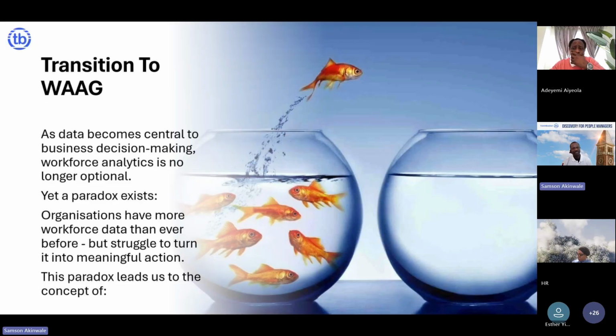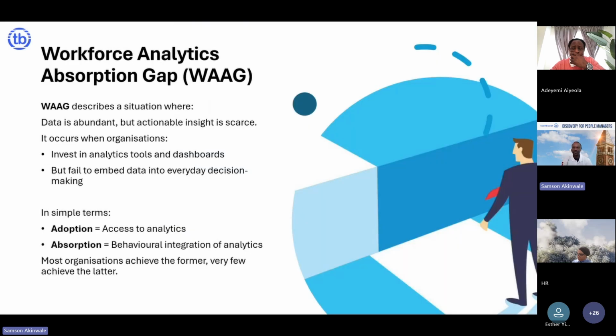And this paradox actually leads to what I called WAG, and that is the concept this particular case study is all about. Now, what is WAG again? I have described WAG as a situation where data is obviously abundant, but actionable insight is scarce. There is data abundance, but there is insight scarcity. That is an unpardonable paradox. Both things appearing or existing simultaneously.